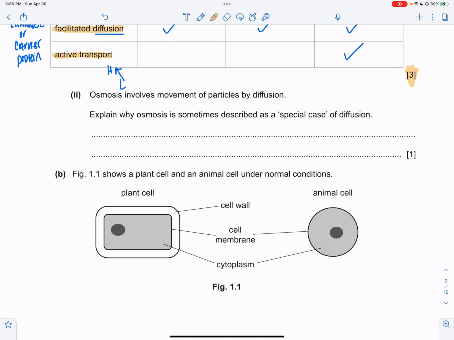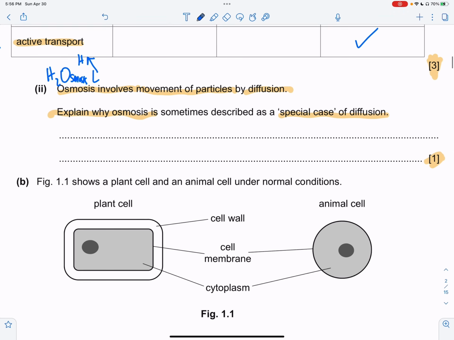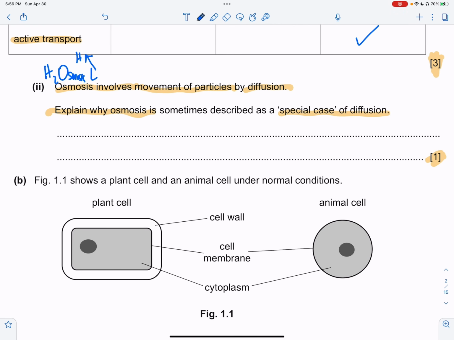So osmosis, this next one, involves movement of particles by diffusion. Explain why osmosis is sometimes described as a special case of diffusion. And this is because of H2O. Osmosis only implies that water is being moved. Osmosis only applies to the movement of water.